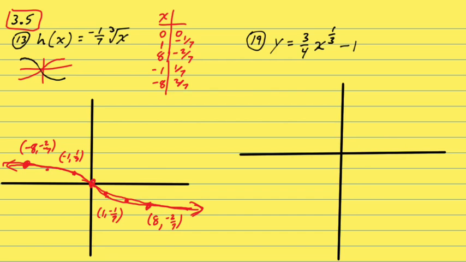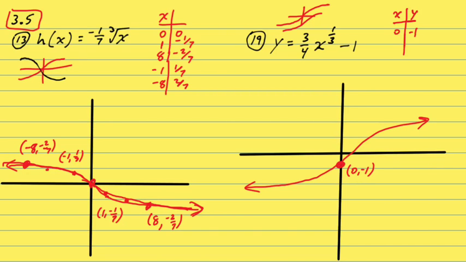How about this one on number 19? If you put in a 0, you get 0 minus 1, which is negative 1. So I notice it goes through 0, negative 1. I notice that it is a cube root, and it's going to do this. The minus 1 moves it down 1. So I already kind of know what it looks like. Are there any questions?